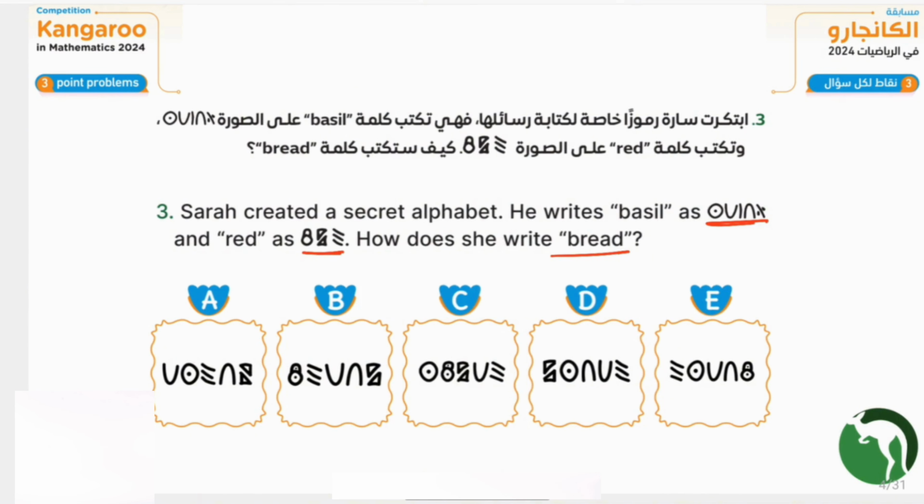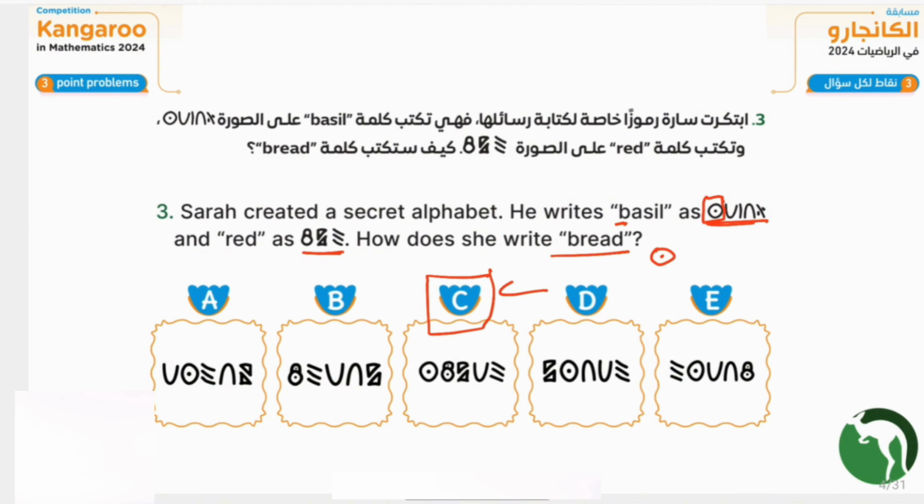So now let's compare each letter with its corresponding one here. For B, we notice that we have a circle, and inside this circle we have a dot. So in bread, we should have this letter at first. So let's check the answers. Which answer starts with this letter, the circle with a dot inside? We have just C, so C is the correct answer and no need to continue.